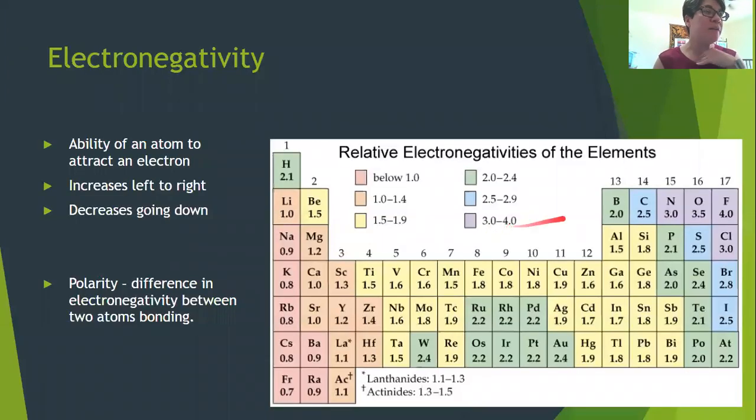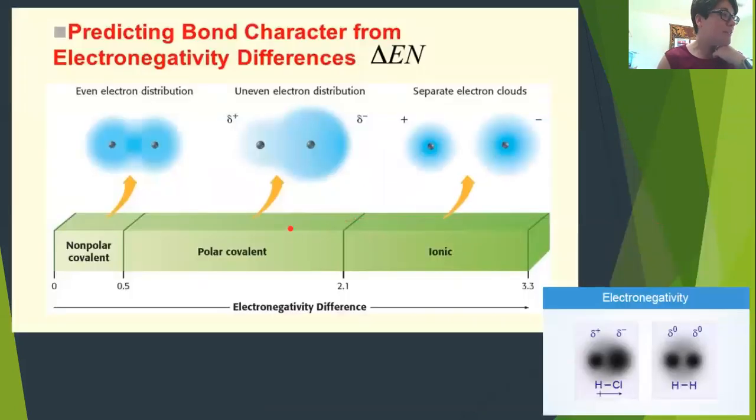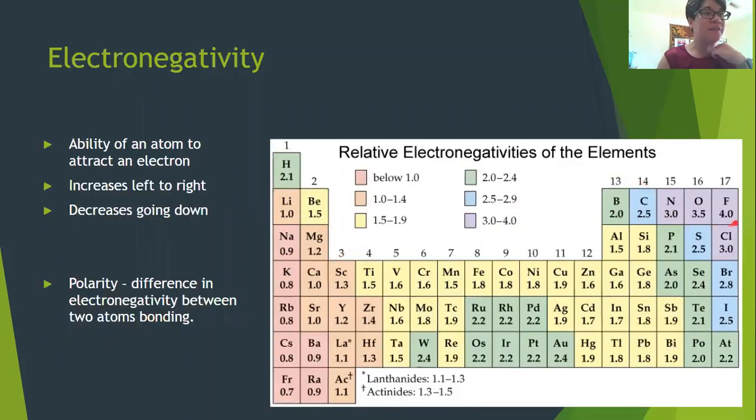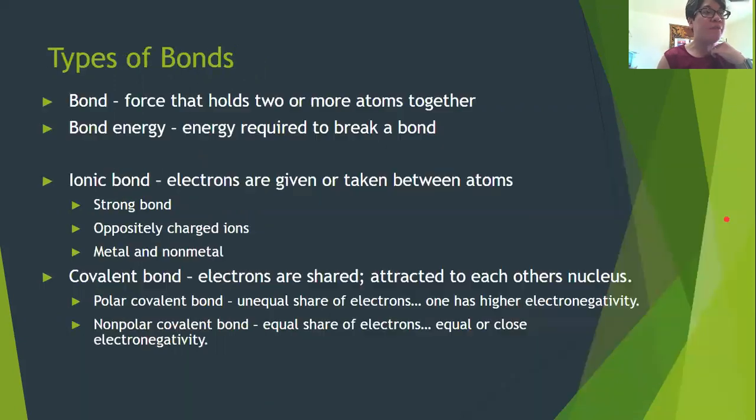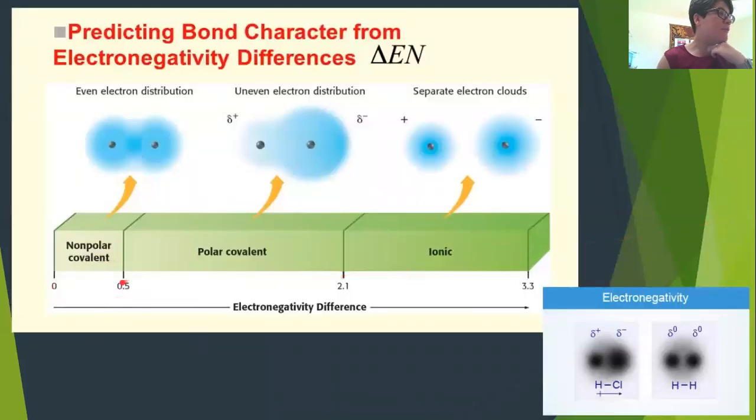But then if we were bonding, let's say, hydrogen with fluorine again. So hydrogen is a 2.1 and fluorine is a 4, hydrofluoric acid. Our difference there is 1.9, and that puts us right here on this spectrum, which puts us into the polar covalent character area. And then if we were to bond, like I said, these two, oxygen and fluorine, the difference is 0.5, and that puts us right here on this sort of line between nonpolar and polar.